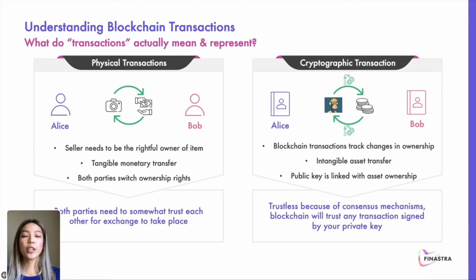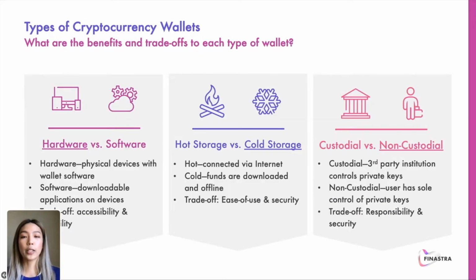So blockchains secure this trust with cryptography and consensus mechanisms, which pretty much validate and ensure your transactions. So this means that the blockchain is going to trust any transaction that is signed by your private key. And this is something that we'll actually discuss in more detail in a second. So now let's look at the different types of wallets.